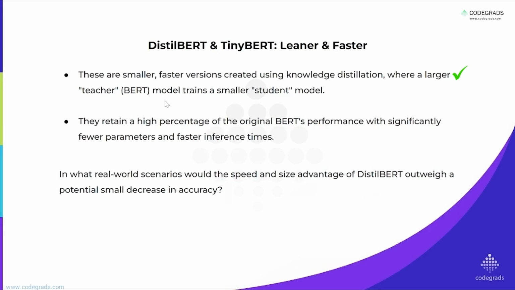It is 60% smaller and gives 97% performance as compared to the BERT version. They retain a high percentage of the original BERT performance with significantly fewer parameters and faster inference time. So generally, if it is 60% smaller, the computational cost will also be less, and the performance will not be drastically reduced as compared to the size. If we are reducing 60% of the size, but it is still trying to retain 97% accuracy as compared to the original BERT model. So it is good for real-time apps and mobile. So those are the use cases.